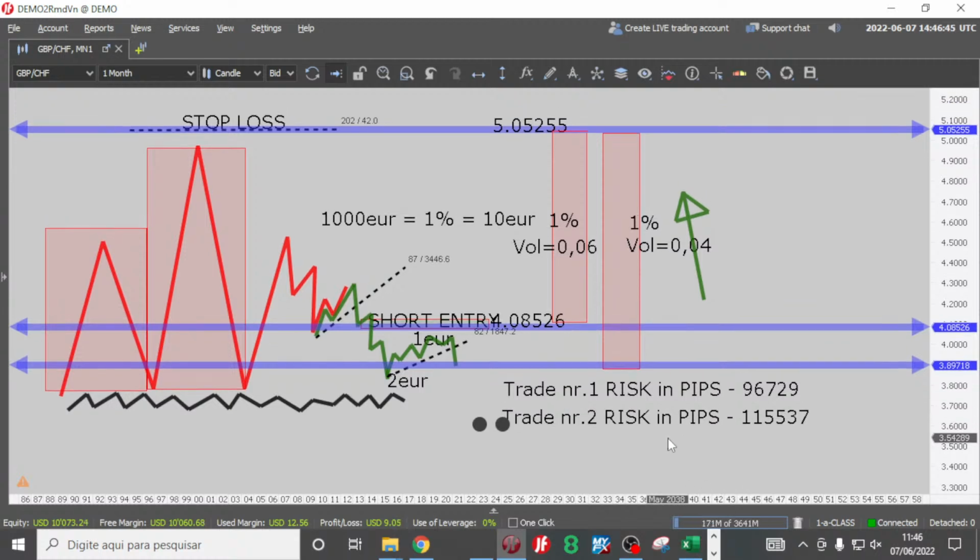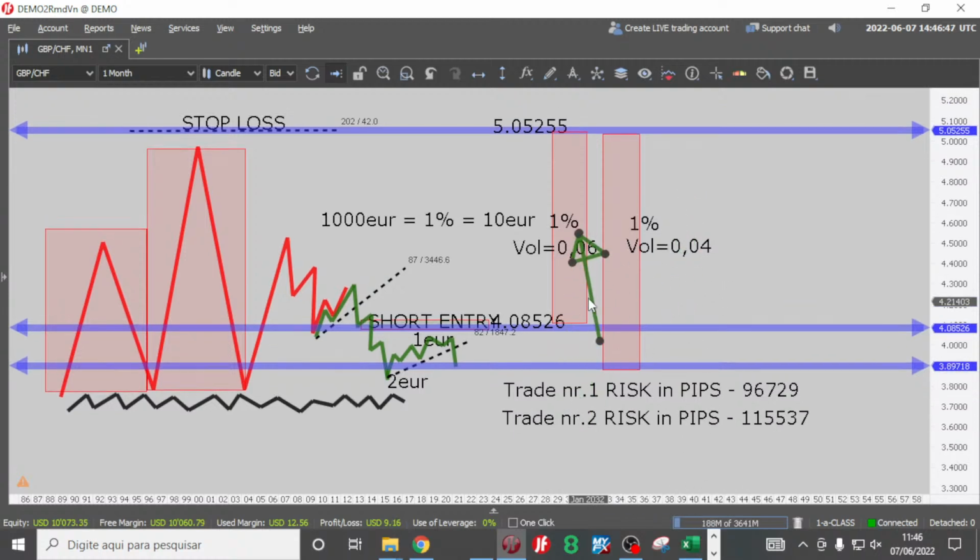Okay, everybody. So with your first trade, you are risking 96,000 pips. With the second entry, don't bother about the numbers, it's just an example, but it goes like this. You just need to put the correct numbers in. But with the second trade, you are risking 115,000 something pips. So you have more pips in risk. You are risking more pips with the second trade. Makes sense? And this is why the volume, the lots on the second one is going to be smaller.